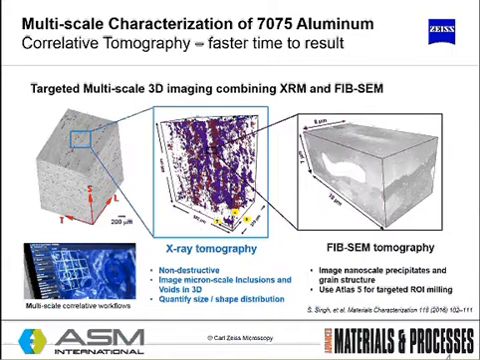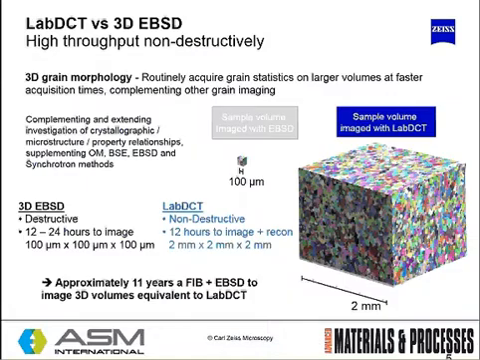in the judicious selection of the area that you want to mill through the FIB-SEM. So it's a very high throughput technique as well. So compared to 3D EBSD, here you can routinely acquire grain statistics on larger volumes at faster acquisition times. Whereby the sample image with EBSD, so roughly 100 micron cube, would take 12 to 24 hours and destroy the sample.